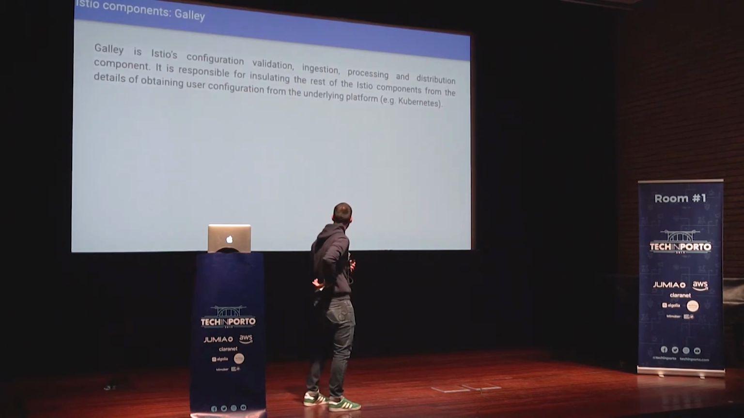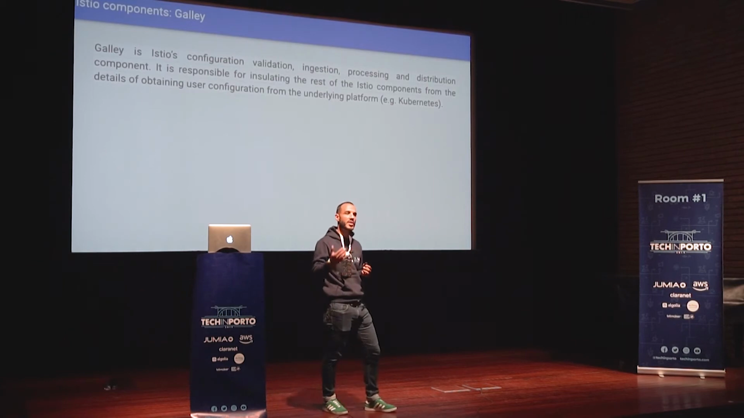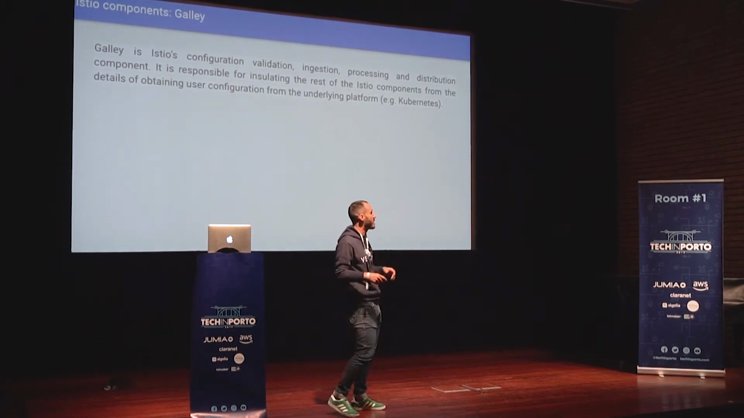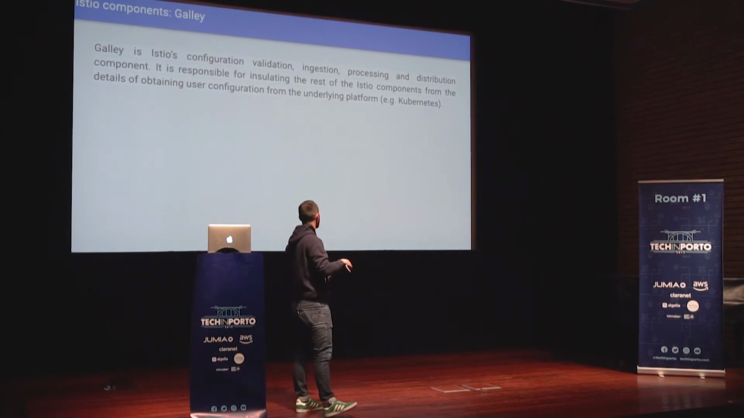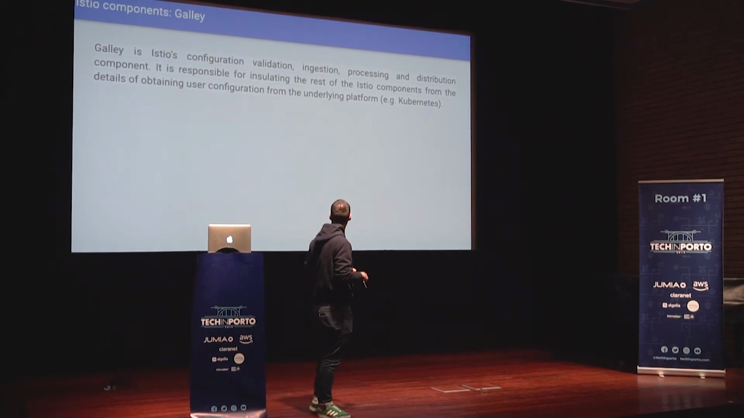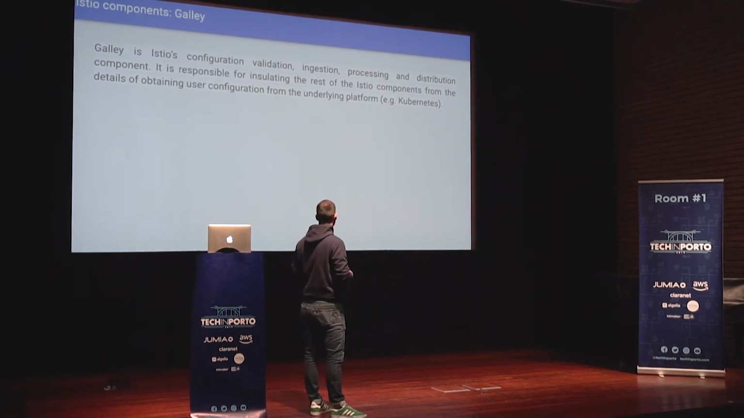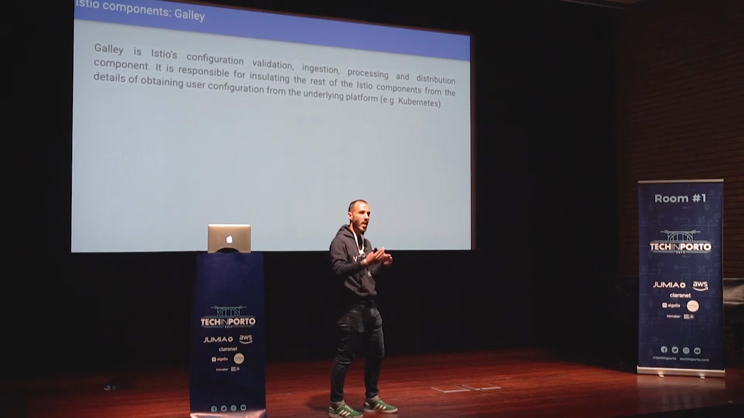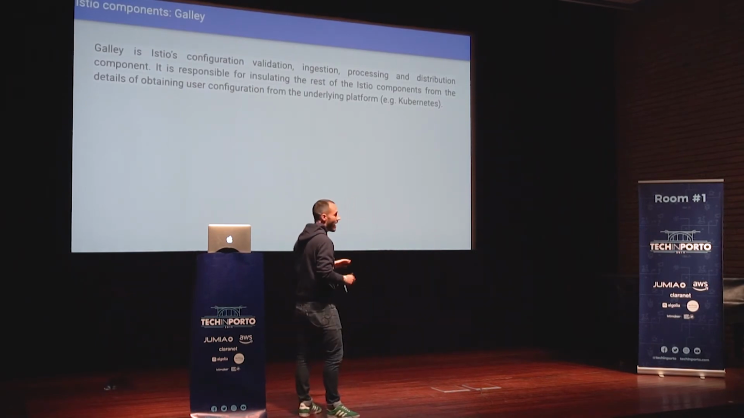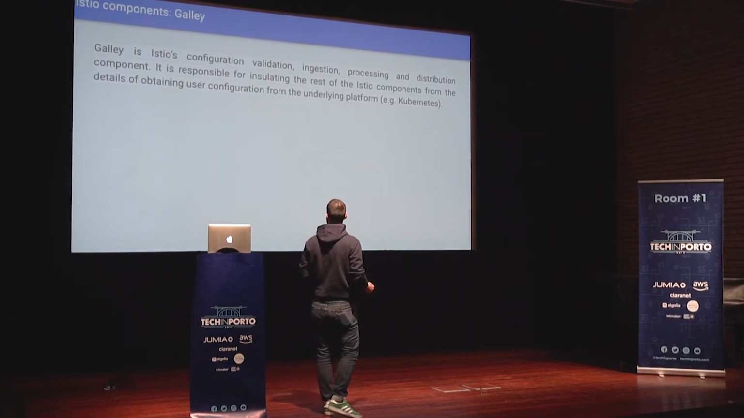And last but not least, Galley is basically the validation and ingestion of all the files. It will make sure that everything is correct and that it can be spread to all the systems. One interesting thing is that Galley will obtain the information from the underlying system, for example, Kubernetes. So if we want to add another system like Nomad or whatever it is, it will be this component, and the other components don't need to be touched.